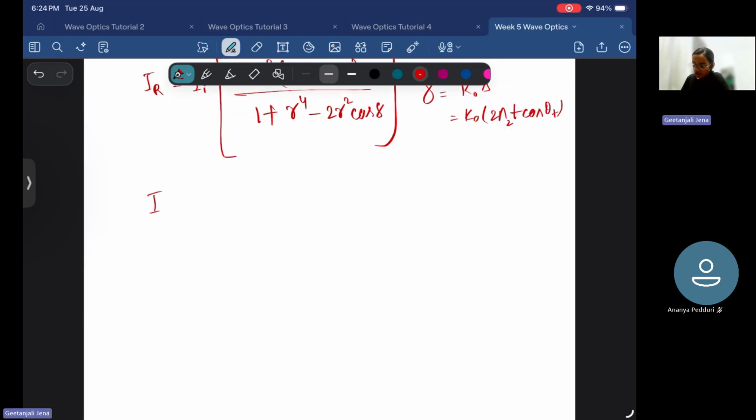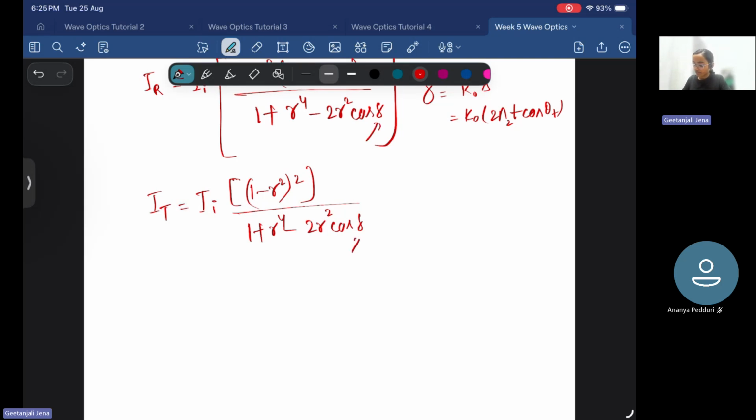And also we have calculated what is the intensity of transmitted light. So this will be I_T equals I_0 (1 minus R) whole square over (1 plus R to the 4, minus 2R square cos of delta). So from this expression, you can see that the intensity depends on the phase difference delta.